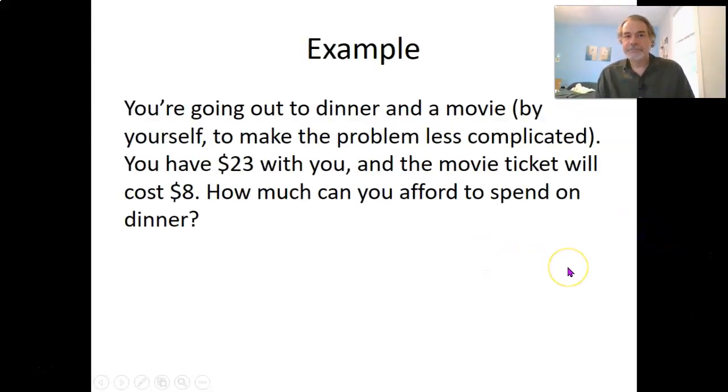Here's another example. Let's say you're going out to dinner and a movie by yourself, just to make the problem less complicated. I'm not saying you don't have any friends or anybody to go out with. We're just saying you're going out by yourself and you have $23 with you, and you know the movie ticket is going to cost you $8. How much can you afford to spend on dinner?